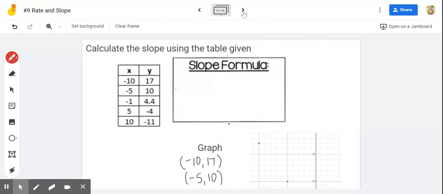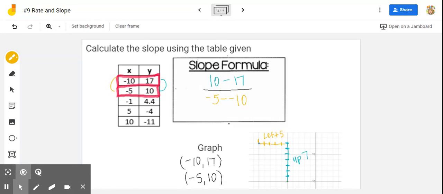All right, last couple of examples using some tables. Now in tables, guys, you can choose any 2 x comma y's that you would like to use. So what I do is I literally pick it out of my table. Normally I'll pick the ones that are partnered. So that's my x and y pair number 1, and then my x and y pair number 2. So be careful when you run that slope formula.